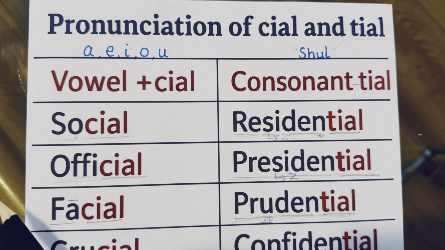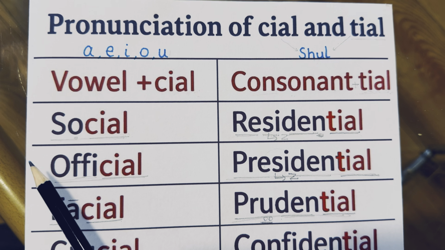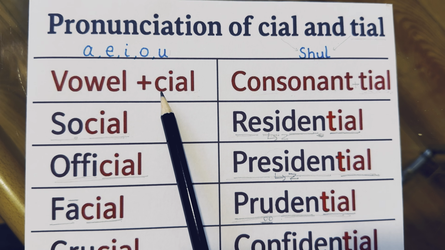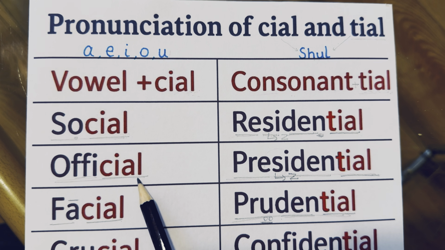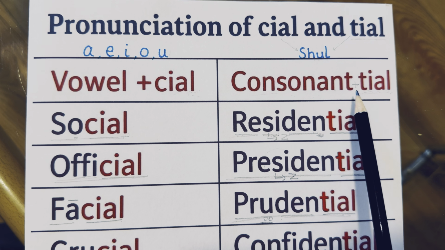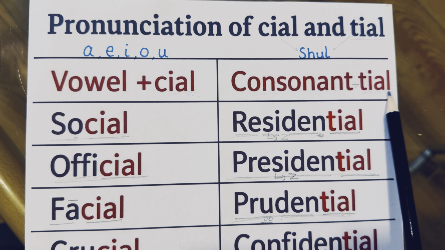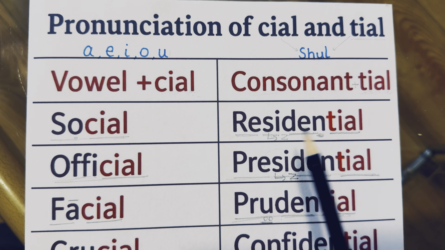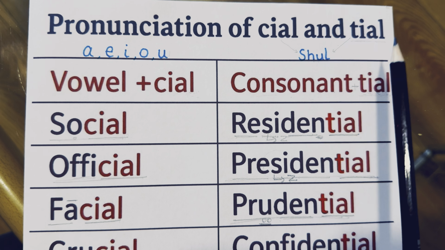Always remember, if a word ends with any of these vowel plus shall sound, then we will write CIAL as shall sound, as in social, official. And if a word ends with consonant plus shall sound, then we will write TIAL as shall sound, as in residential, presidential. Now watch this video again and try to remember this pronunciation.